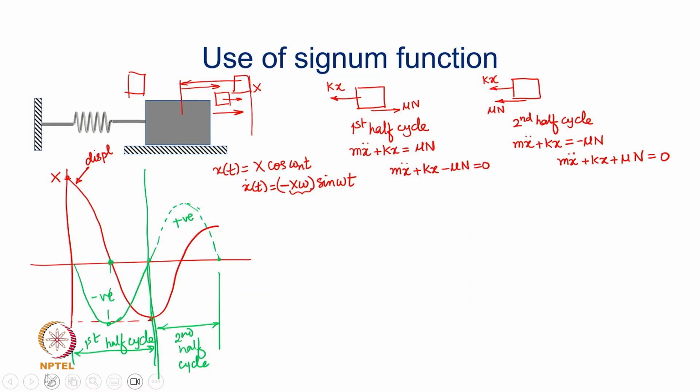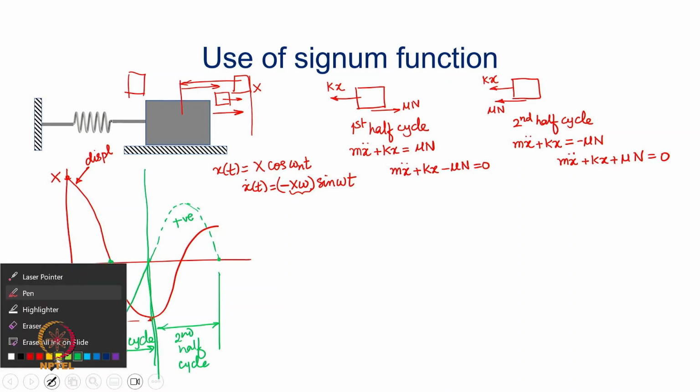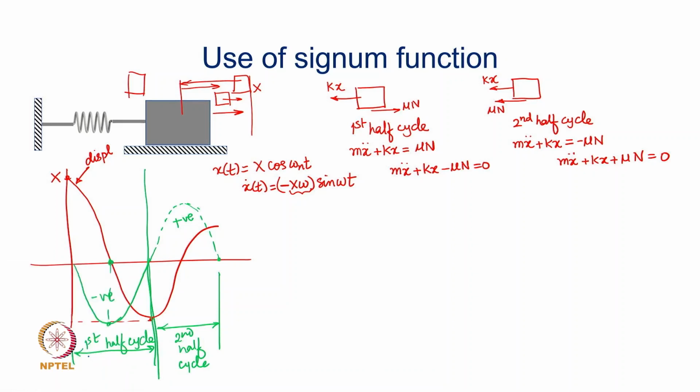So this fact I can include in writing now the governing equation of motion. Because there is a negative sign here, I can write this equation as mx double dot plus kx, and if I want to combine both of them, I can write this as minus plus mu N equal to 0. Now minus when it is in the first half cycle, and plus if it is in the second half cycle.